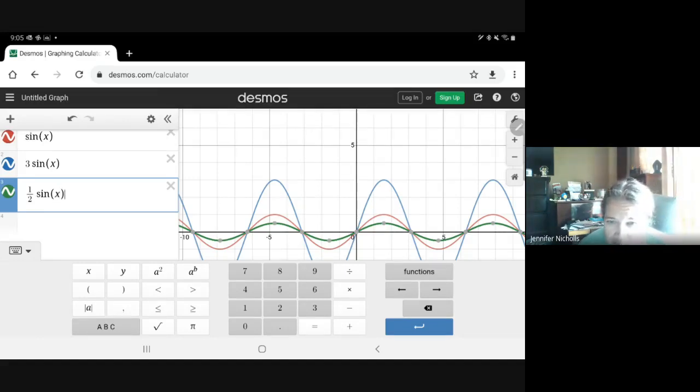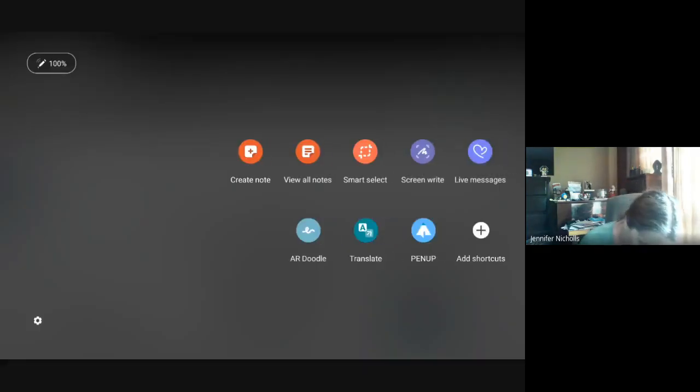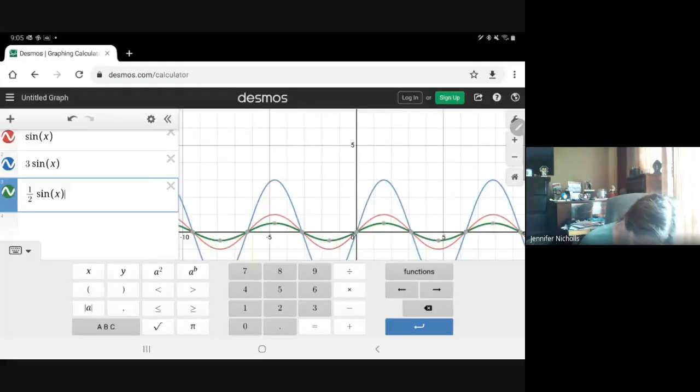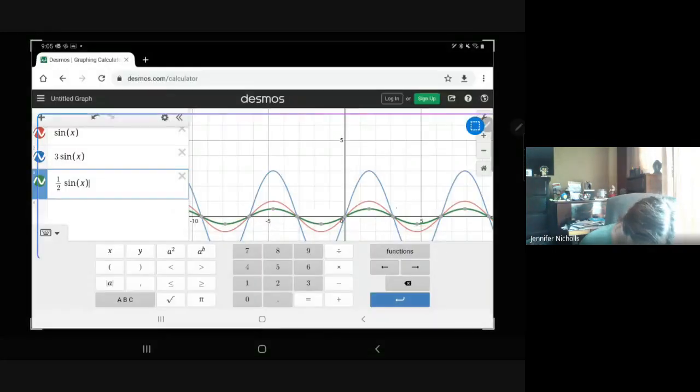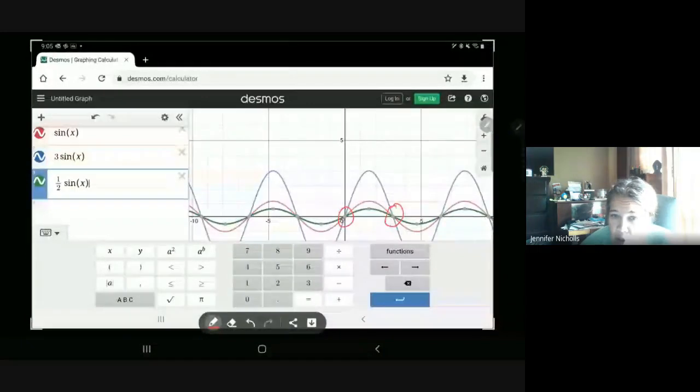Look at the 0. Here, let me take a picture so I can show you. Look at this spot right here. Do you see these 2 spots? They're the same. So it didn't move side to side. It only moved up and down. So it is taller, shorter, exactly, shorter.